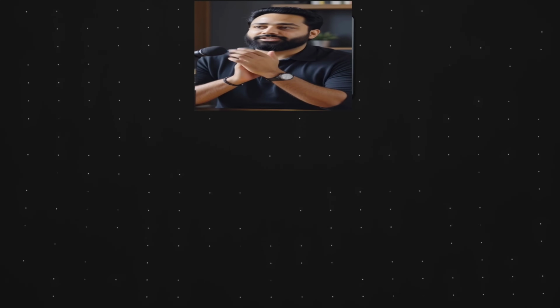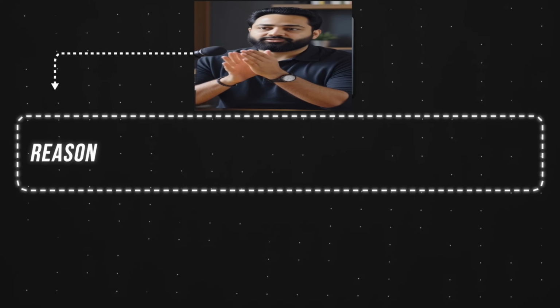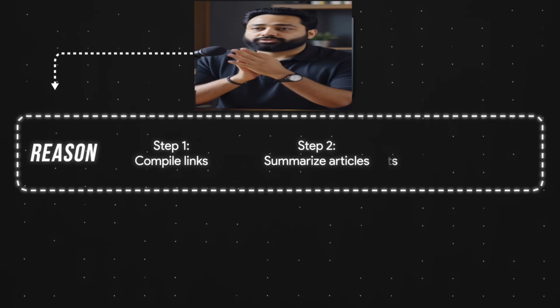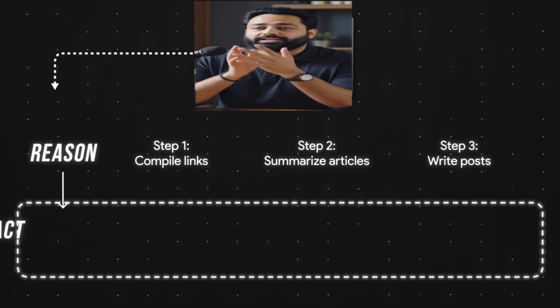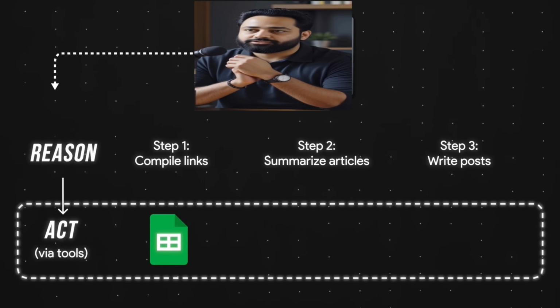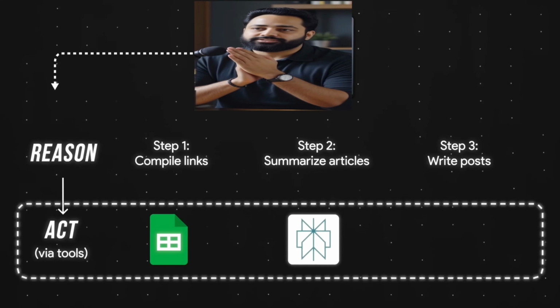Continuing the make.com example, let's break down what I've been doing so far as the human decision maker. With the goal of creating social media posts based off of news articles, I need to do two things. First, reason or think about the best approach. I need to first compile the news articles, then summarize them, then write the final posts.